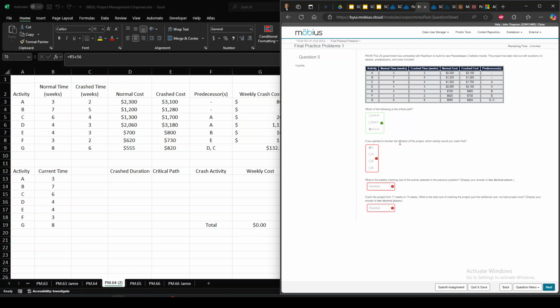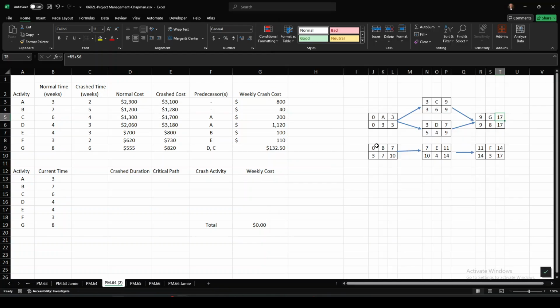If you wanted to shorten the duration of the project, which activity would you crash first? So this question is asking, if we really wanted to shorten the project, first we know that it has to be an activity on the critical path. If we shorten any of these other activities, we're not going to shorten the overall project. We've got to shorten the critical path, which is one of these three activities. Second, which one is the cheapest one? A, C, or G? Now we're going to come over here and look at this weekly crash cost.